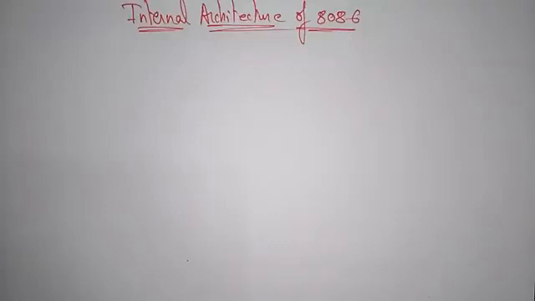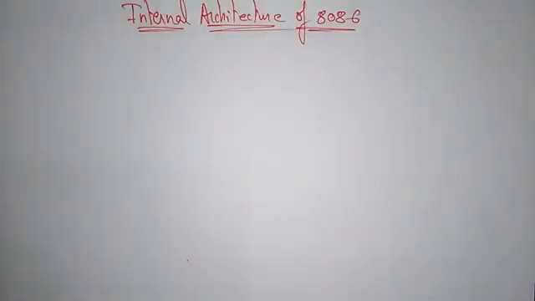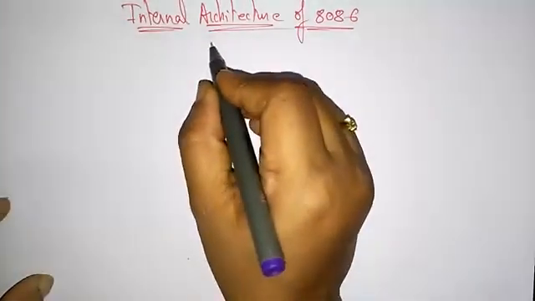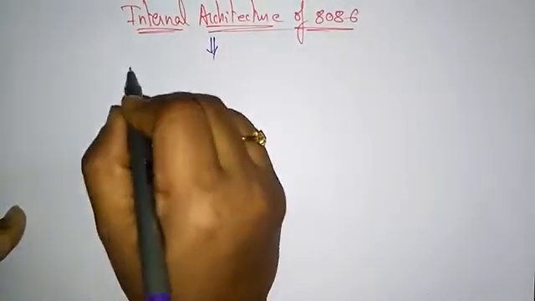Students, let us see the internal architecture of the 8086 microprocessor. This 8086 is a 40 pin IC. I already said it is a 40 pin IC. So what is the internal architecture that is present in that IC? Let us see.